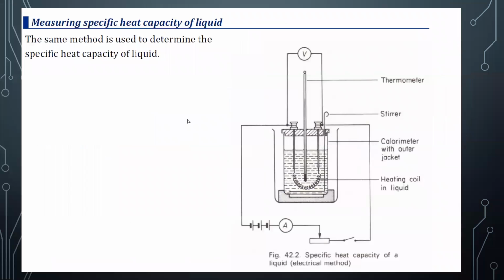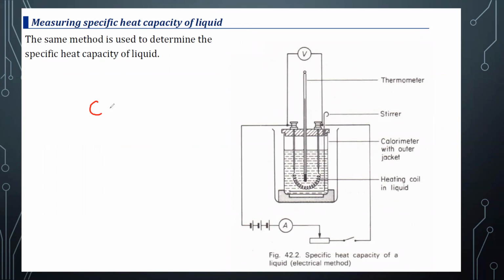Then the specific heat capacity of a liquid. The same procedure is there, but for a liquid, because the heat is not easily transferred, we should stir it continuously. And normally for stirring, we can use the thermometer or we can use a normal stirrer. The same procedure, same method.